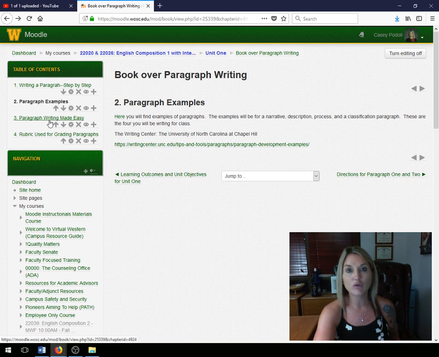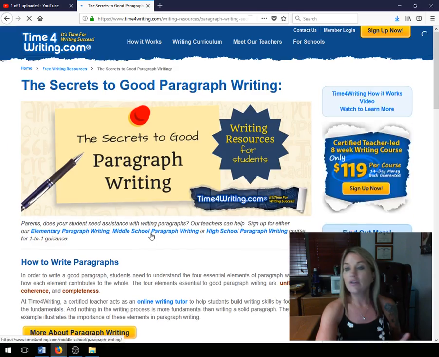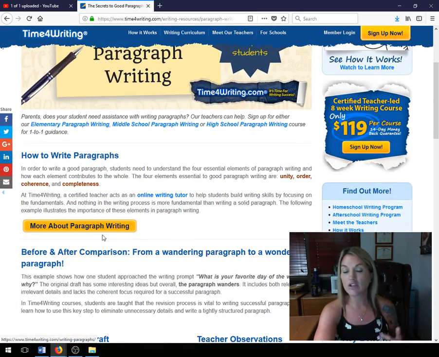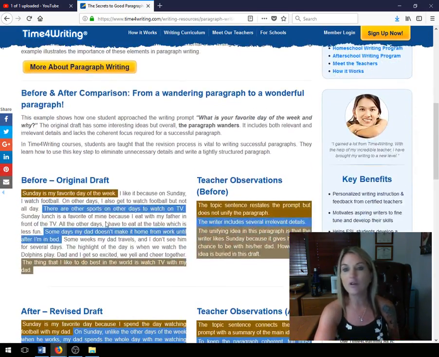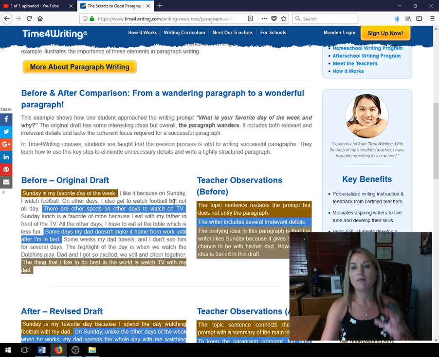I like this one because it explains how to write the paragraph again, but it also gives you examples of an original draft, a rough draft that's maybe not so good, and then how to make it better. And so I think this would really show you examples of a not so strong paragraph, and then what you do to make that specific paragraph stronger.